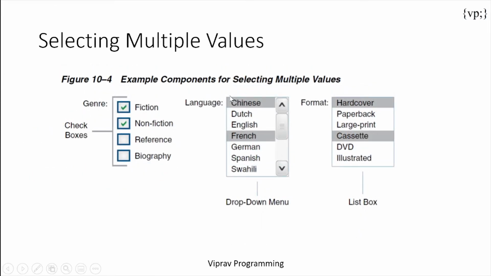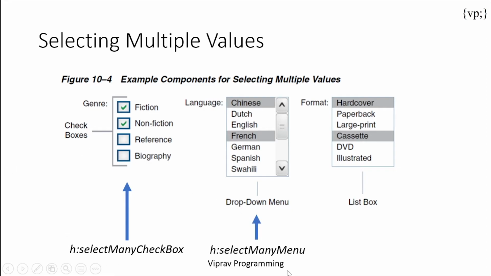Sometimes you want to use multiple values though. So JSF allows you to make code for that too. You can use selectManyCheckbox for multiple checkboxes, selectManyMenu for many menus, so you can select from here, and selectManyListbox right over here.